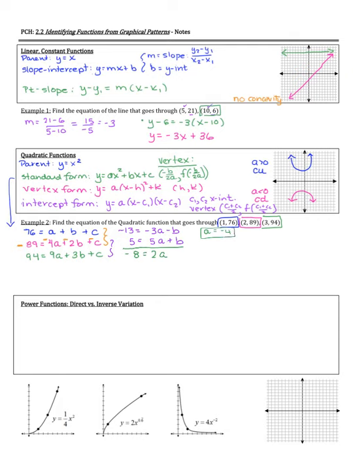And everything else is just going to be back substituting. So if a is negative 4, I'm going to plug it in here. So I'm going to have 5 equals 5 times negative 4 plus b. So that means b is going to equal 25.